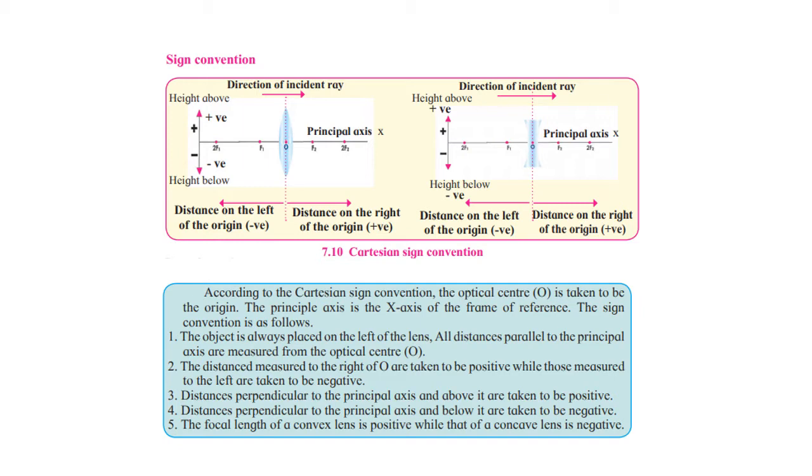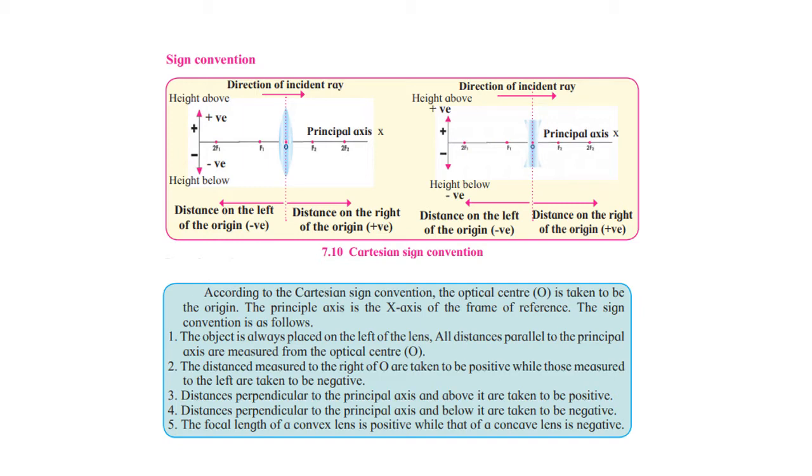The sign convention in case of a convex lens as well as a concave lens is similar to the geometrical convention, which is called the Cartesian sign convention. Here also we consider the optical center as the origin, and the x-axis is considered as the principal axis. That means the principal axis is similar to the x-axis.